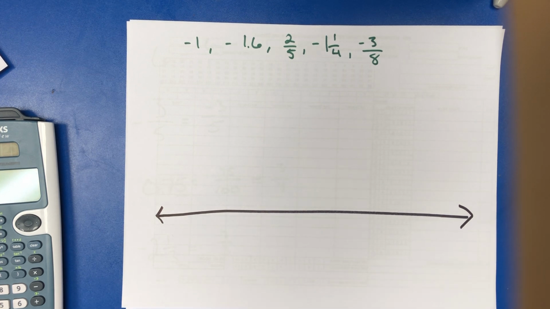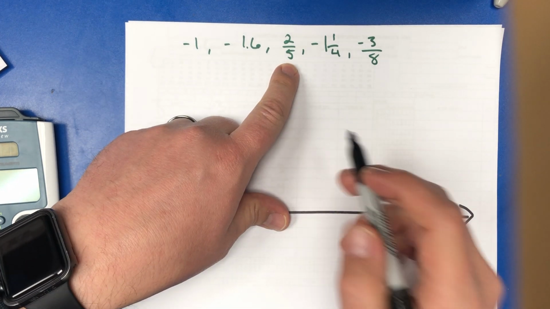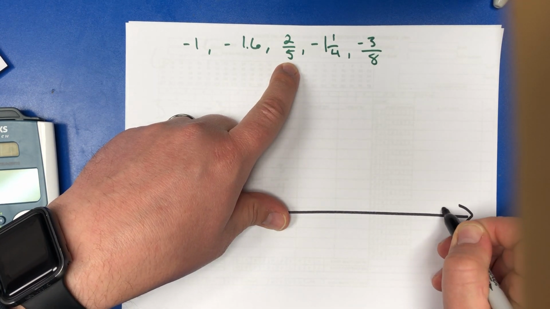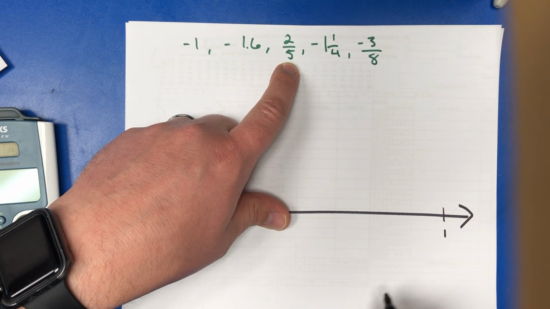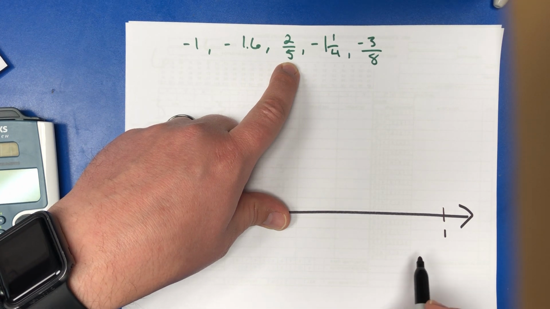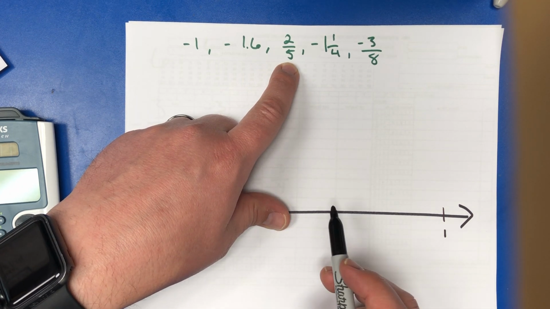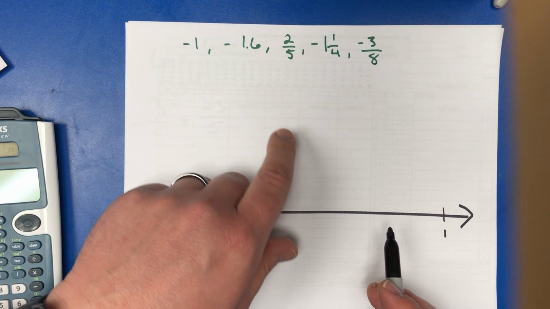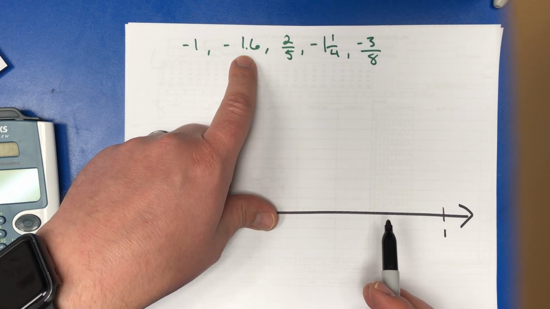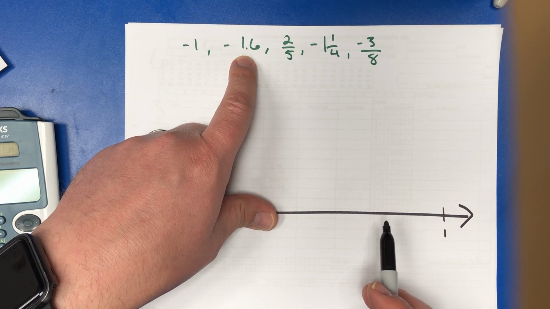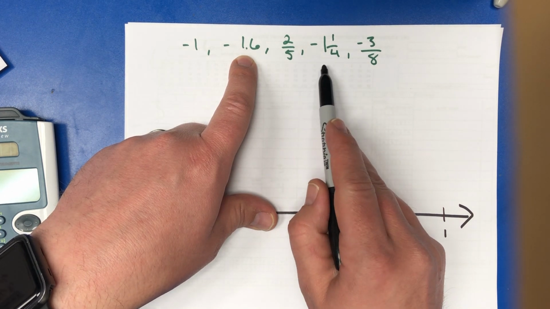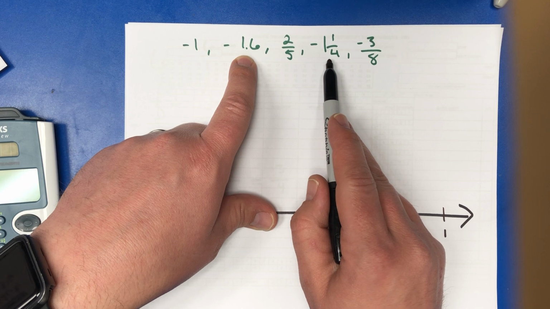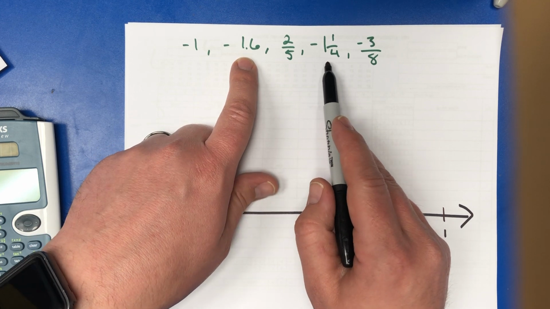That will just be a little helpful hint. I'm going to notice that this is the biggest one, so it's less than 1. So I'm going to make sure that I include everything that would possibly be in here, so I'm going to go all the way up to 1 on my number line. The smallest number is negative 1.6. That's negative 1 6/10, which is a little smaller than negative 1 1/4.